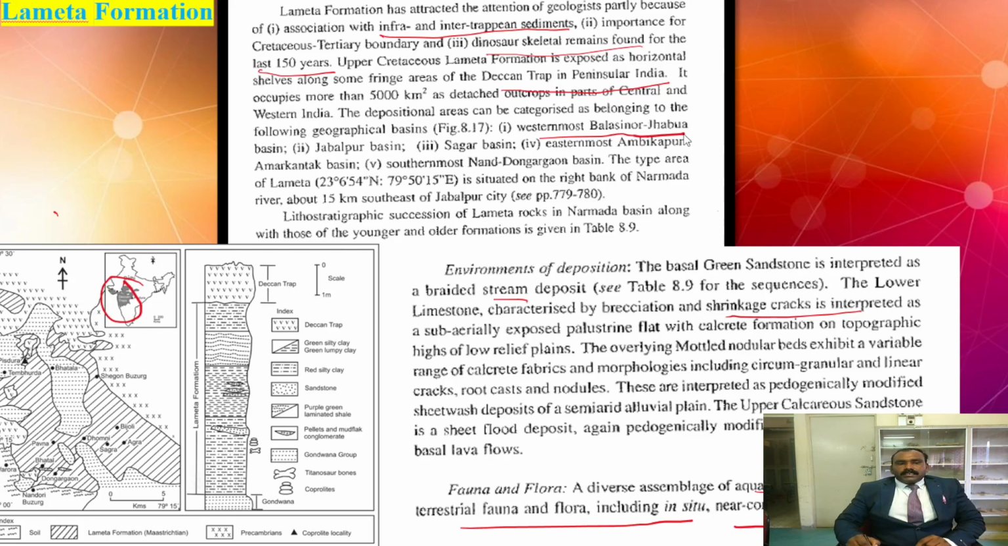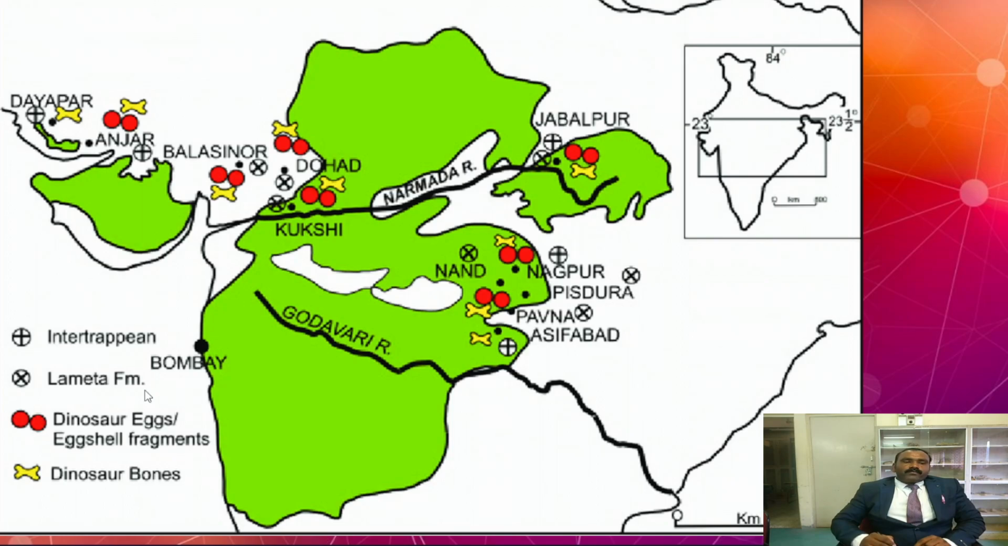The next part of the Lameta formations: the Lametas are exposed in the Jabalpur basin, in the Sagar basin of MP, in the easternmost Ambikapur or Amarkantak basin, and in the southernmost Nand-Dongargaon basin, where different kinds of Lameta formations can be recovered. These are the most important sites from where we may find various kinds of Lameta formations.